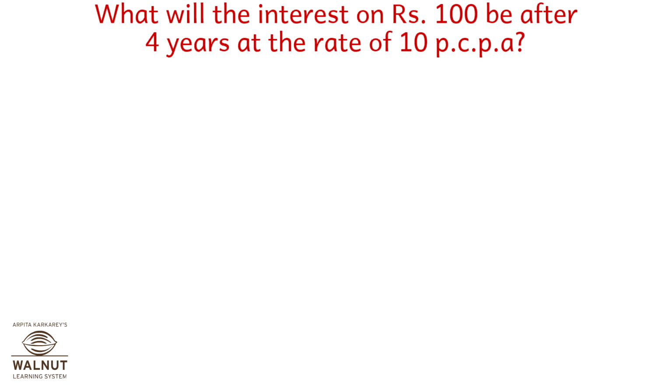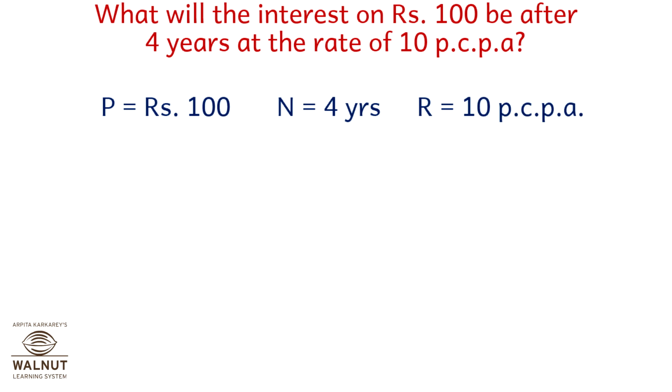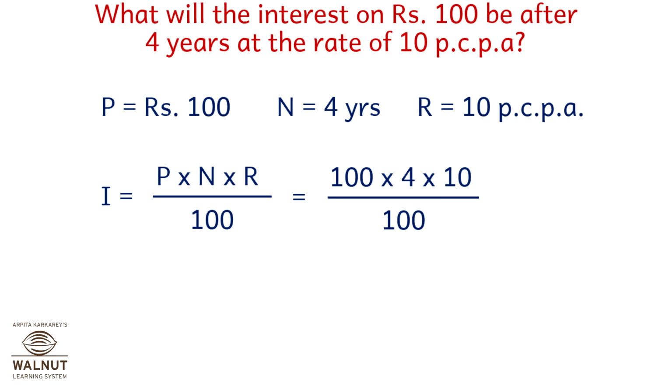What will the interest on rupees 100 be after 4 years at the rate of 10 p.c.p.a? P is rupees 100, N is 4 years, R is 10 p.c.p.a. I equal to P into N into R upon 100, which is 100 into 4 into 10 upon 100. The 100s cancel out. We have 4 into 10, which is rupees 40.